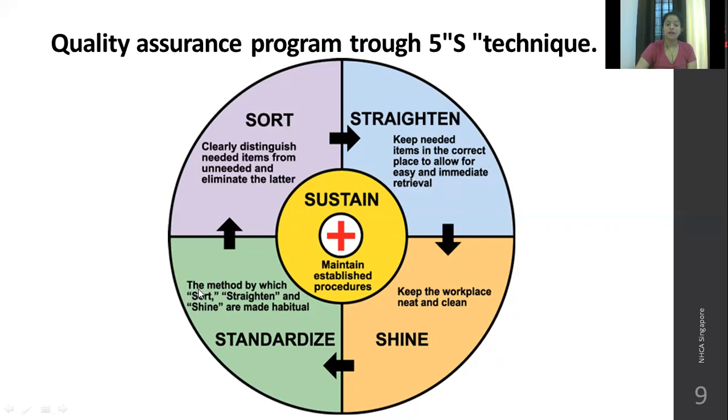Then standardize. The method by which sort, straighten, and shine are made habitual is standardize. Whatever standard you are following here, always keep following the same thing. Do not go back to the old procedures and policies which were there before the implementation. Sustain: there should be a leader who makes sure that all the 5 S's go hand in hand. This is the 5S technique used in housekeeping.